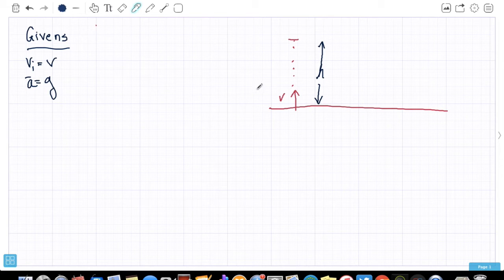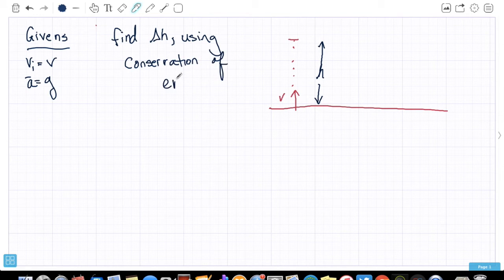So this is a conservation of energy problem. So we're gonna find delta h using conservation of energy. The way I like to do these problems is I look at the total energy at one position. So the initial position will be here at the bottom, and then our second position will be at the top. So the total energy at the bottom equals the total energy at the top.